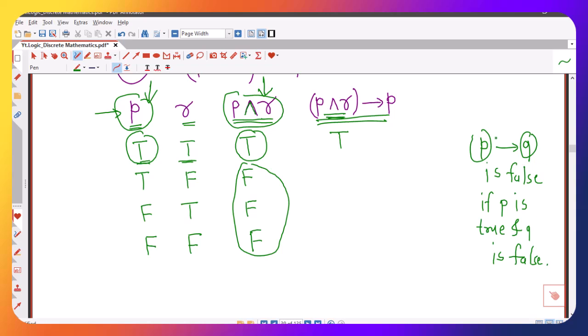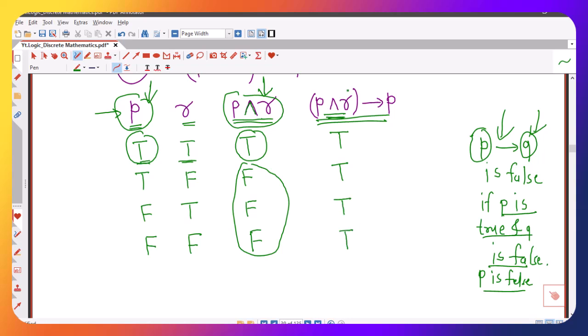So we know that whenever we have this conditional statement, it is false if P is true and Q is false. But if P is false, then we don't have to worry about Q. If P is false, then this implication is always true. Therefore I am writing T here.